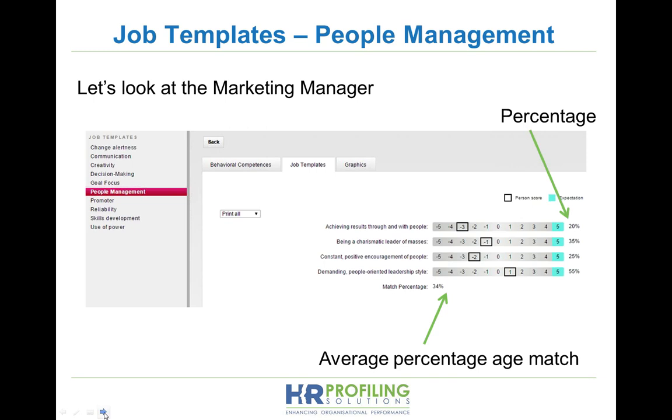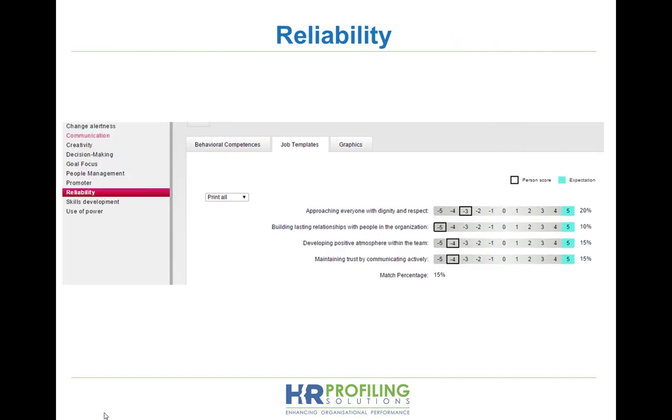Fantastic. And just, so the little aqua boxes are where we've scored or where someone has scored that particular competency, and the little clear boxes are where that person has been put on the sliding scale. That's right, it's their behavioural style against the competency. Great. So having a look at reliability, Safi?